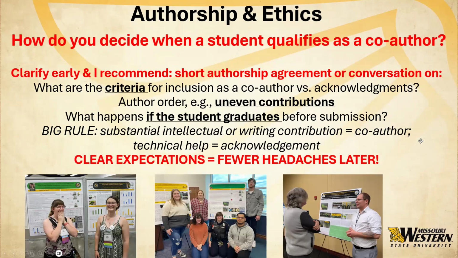Now, another area that I would like to bring up for discussion later on is, how do you decide what your criteria are? When does a student qualify as a co-author? These decisions are often very hard to make, and you have to clarify very clearly in the very beginning the criteria that you use to determine what qualifies for authorship. I frequently, for example, with my students, sign a short authorship agreement or have at least a conversation in the beginning of our work about what the criteria are to be included as a co-author versus just receiving acknowledgement. For example, if the contributions of students are uneven, then how do we determine the order of the authors?